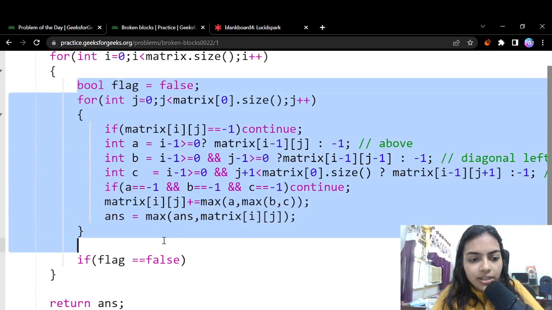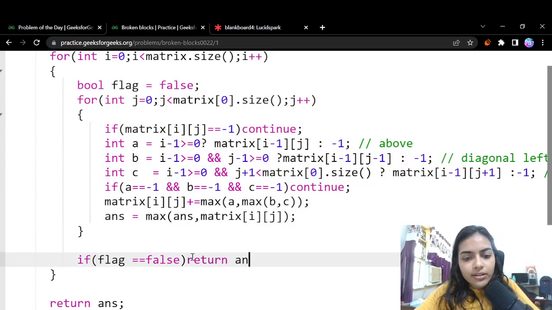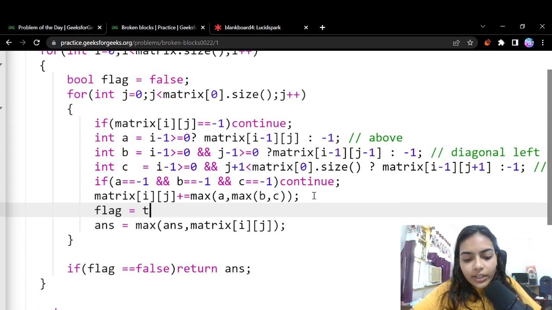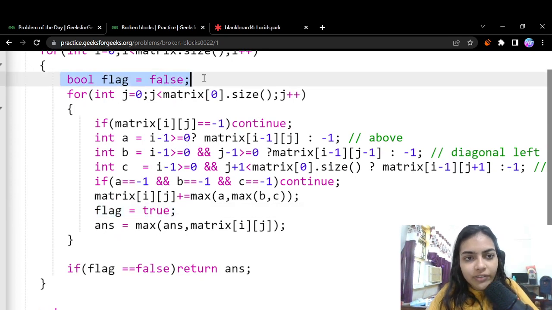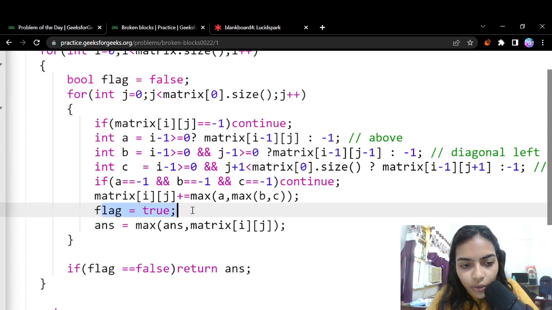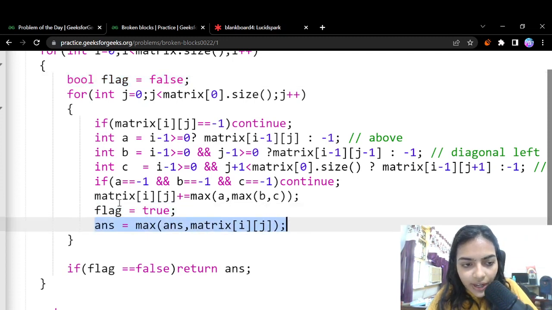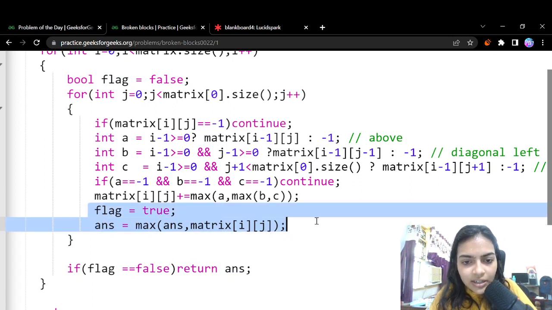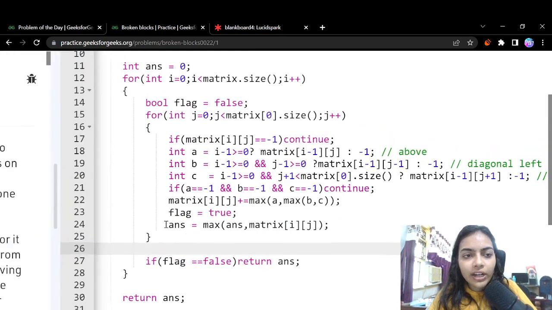If flag is false, that means you have to return answer. You can give such a condition. So now you will have to change flag. When you are changing flag, you can change flag is equal to true in between. See, what is happening is, initially flag is false. Whenever you are going to update flag, you are also going to update the answer. If you are updating the flag, that means it's great, you can continue to the next level.